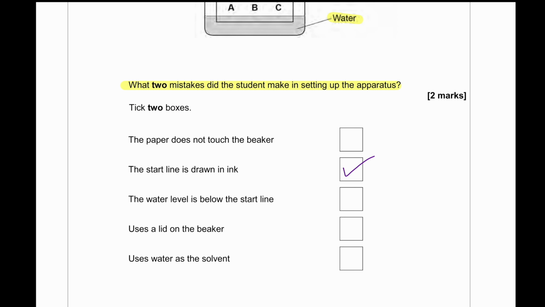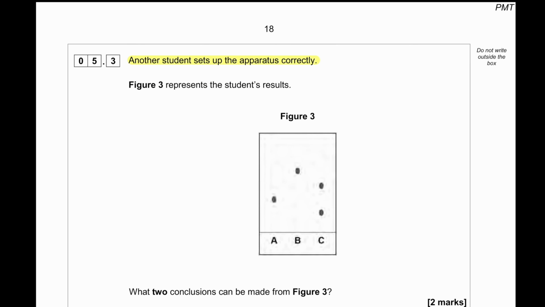And the next thing that we are seeing is that the student uses water as a solvent, because the student extracted the color using alcohol. So the student should have used alcohol as a solvent. And now the student sets up the apparatus correctly.